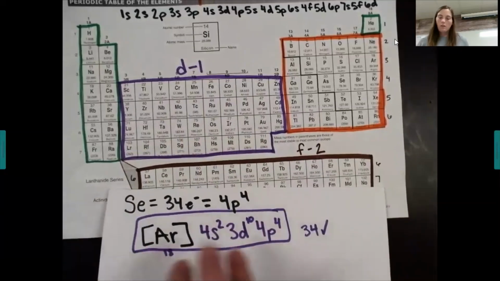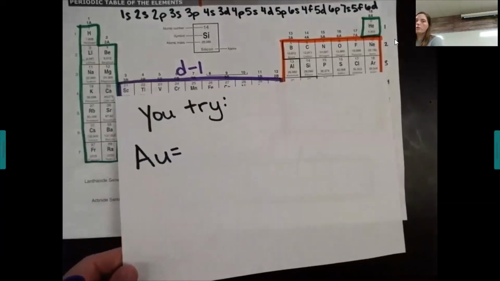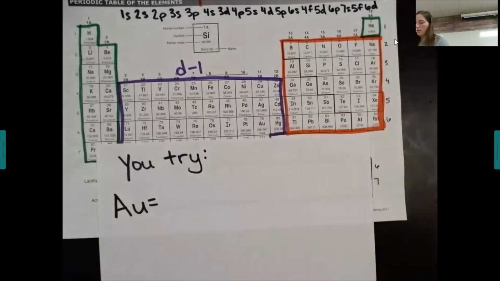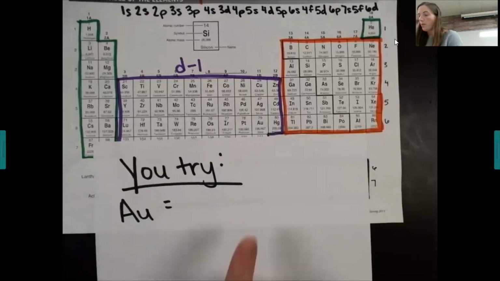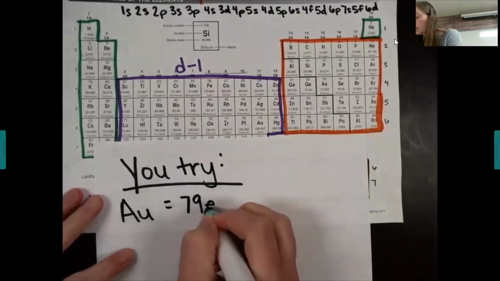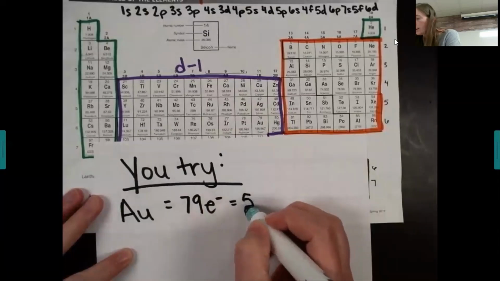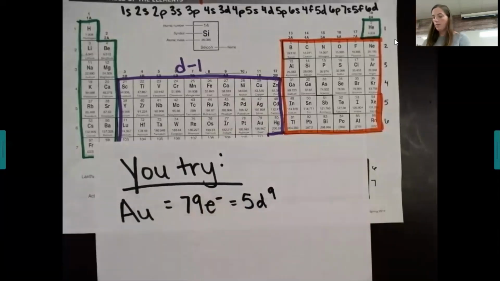Okay, so you go ahead, pause the video, and see how far you can get on gold, which is right here. All right, gold is located right here on the periodic table. It's going to have 79 electrons, and it is located at 5d9. So again, pause the video, find the noble gas configuration. And now I'm going to go ahead and start writing down the answer. So again, pause the video if you haven't already, try it on your own.